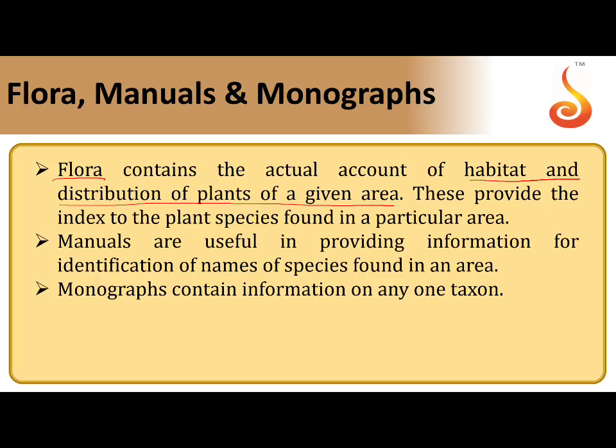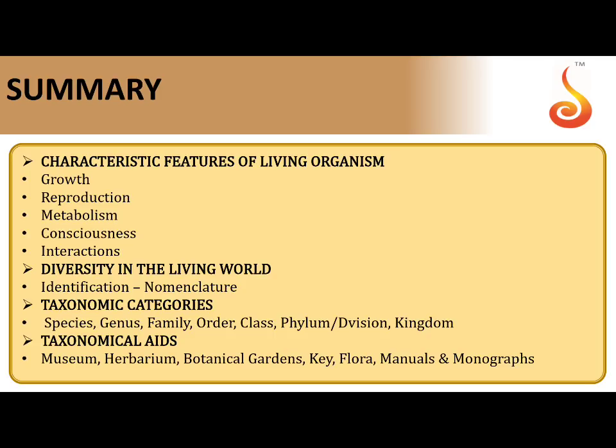Now, just having an index of the plants, will that be helpful? No, I would like to have certain details behind it. The details are called manuals of the same area. And when I am not looking at only plants or only animals, but each and every taxon, species, genus, family and so on, we call it monographs. So like this, we finish all the types of taxonomical aids.